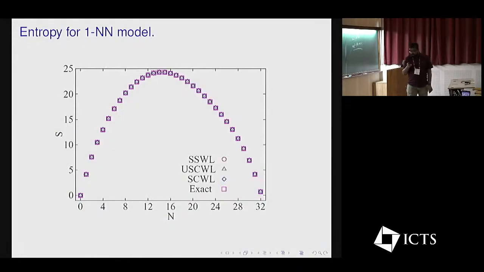If we do that, we get the entropy for the system for the 1NN model from the 3 different algorithms that I mentioned. Then we compare it with the exact value. The entropy with the desired accuracy is pretty close between them. So we have been able to reproduce the entropy from the simulations.